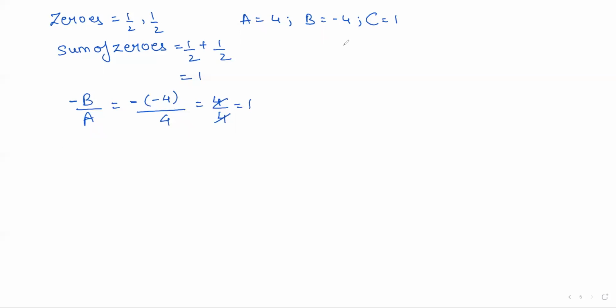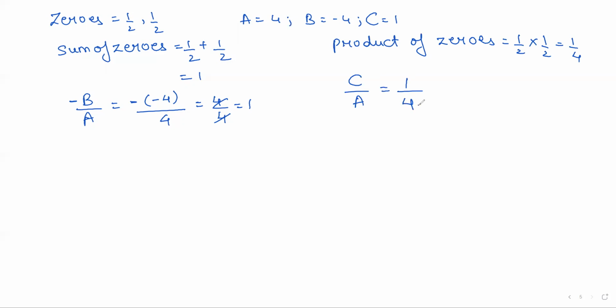Similarly, the second formula, product of zeros. Product of zeros is equal to 1 by 2 multiplied by 1 by 2, which is equal to 1 by 4. And product of zeros is equal to C upon A. So let's see what we get when we substitute C upon A. C's value is 1, A is 4, so it is 1 by 4.